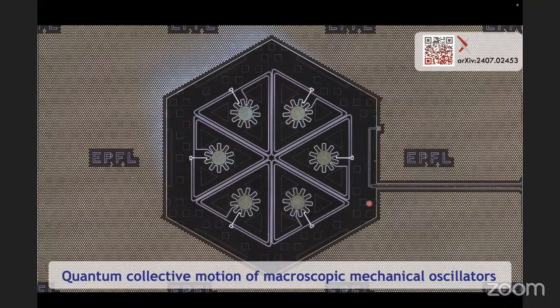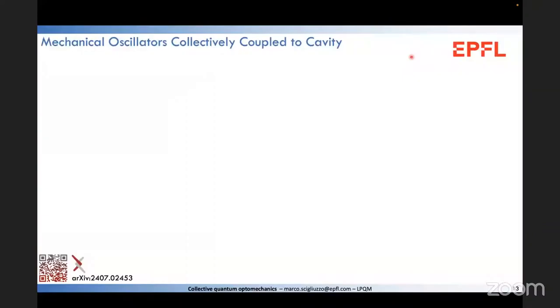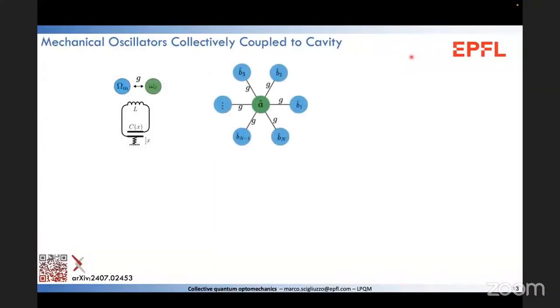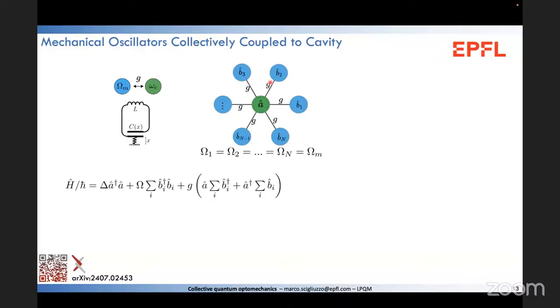All the results were uploaded last month on arXiv, if you're interested. And the concept is very simple. We want to go from single mode optomechanics to having a single microwave mode that couples many mechanical oscillators. Now you can think that if all these oscillators are resonant and in the presence of a red pump, you can indeed write the Hamiltonian as the following.